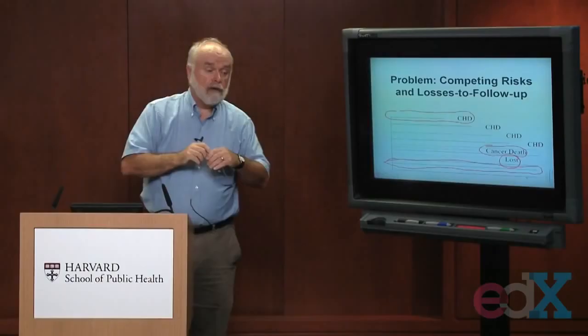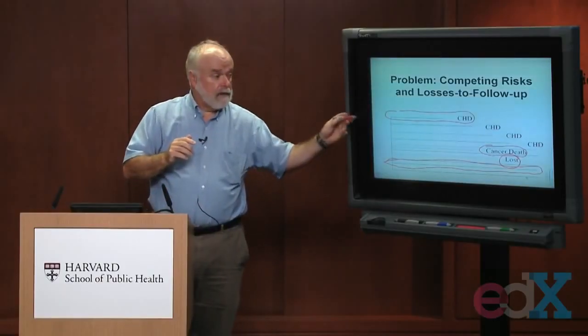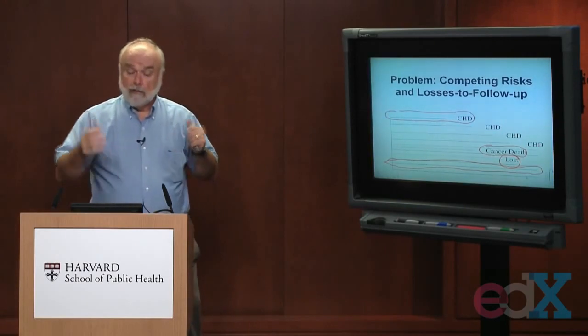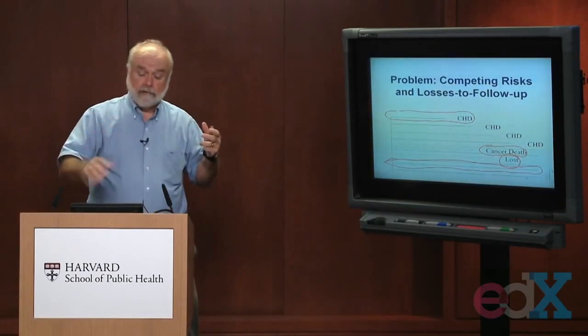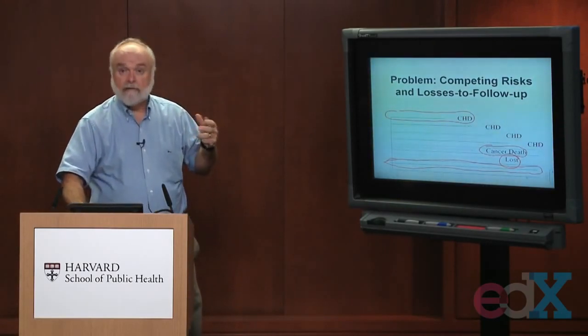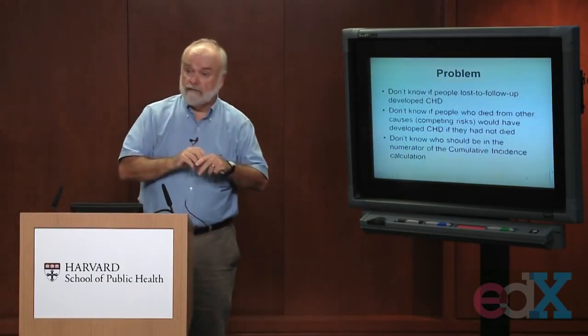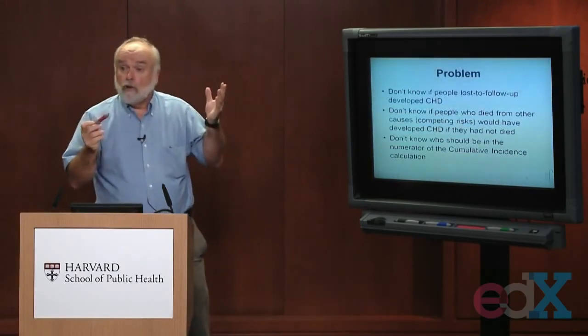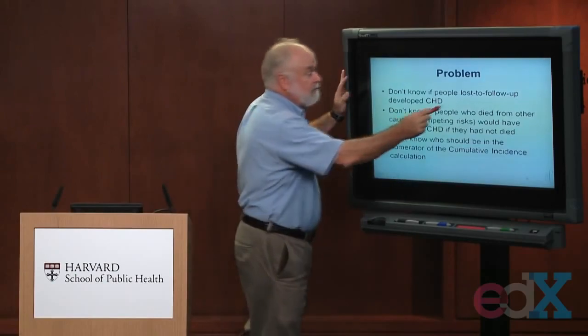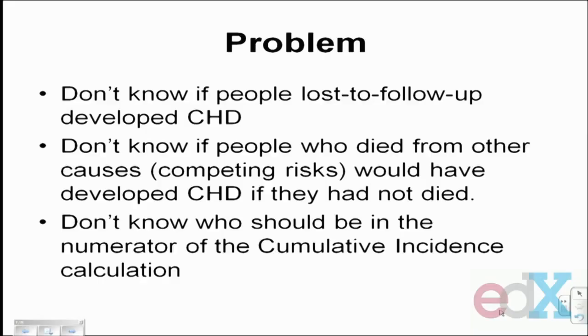So the problem in measuring cumulative incidence when you have data like this, losses to follow-up, losses due to competing risks, is it makes it very difficult to directly measure cumulative incidence. You just don't know what to do with these people who are lost to follow-up. You don't know if they developed coronary heart disease or if they didn't develop heart disease. You don't know what would have happened to people if they had not died from another cause, like cancer. Maybe they would have developed heart disease, maybe they would not have developed heart disease.